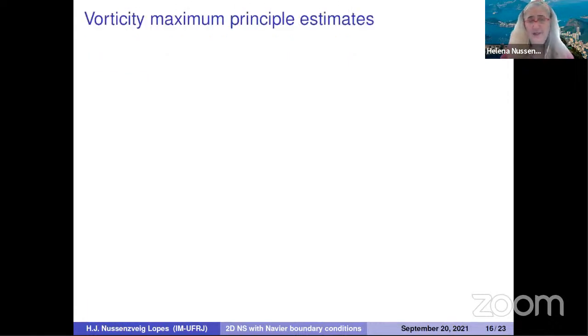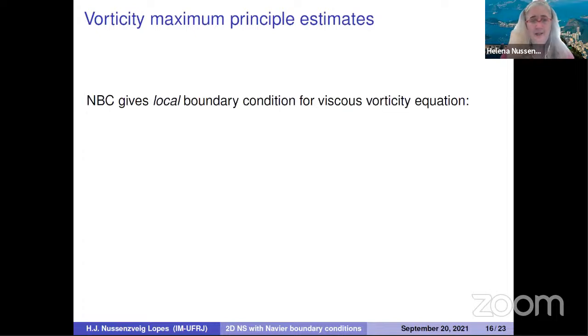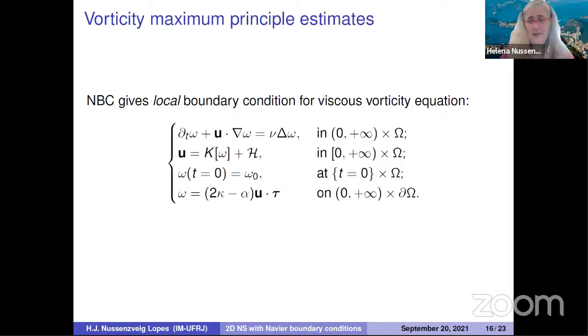Okay, so this is based on vorticity maximum principle estimates. As I said, the Navier boundary condition then gives you a local boundary condition for the viscous vorticity equation. So the viscous vorticity equation is obtained, as we all know, by taking the curl of the Navier-Stokes equation. So you get dt omega plus u grad omega is nu Laplacian of omega. U is given in terms of the Biot-Savart law for omega plus a harmonic part. Initially, omega is omega naught, which is going to be the curl of u naught. And on the boundary, omega is 2 kappa minus alpha u dot tau. So we actually have a boundary condition for the vorticity, which is what we're missing in the no-slip case.